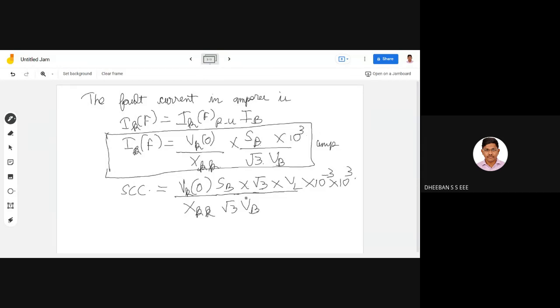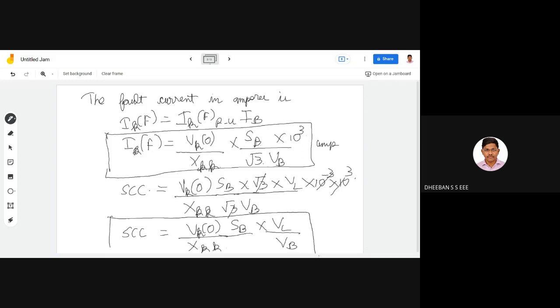Okay, so now what happens? This gets cancelled, this gets cancelled, and these two get cancelled. So you'll be getting the short circuit capacity SCC to be V_K of 0 divided by X_KK. Okay, and now here comes the S_B into V_L by V_B. So this is the value of your short circuit capacity in terms of VA.